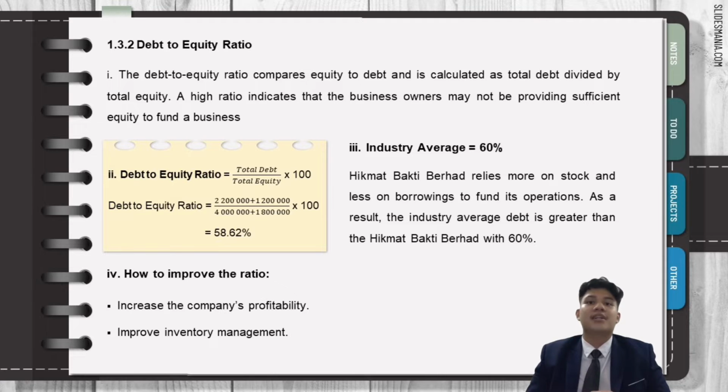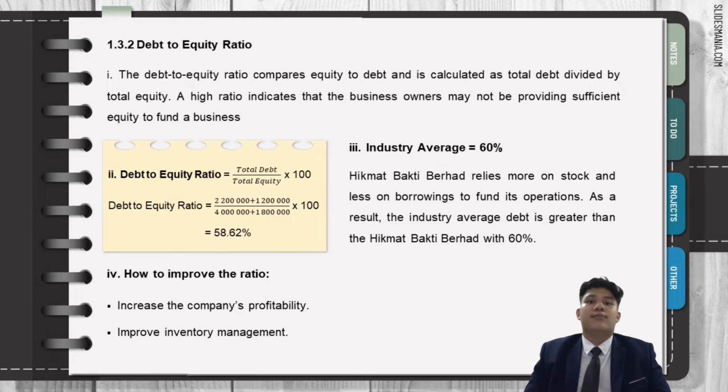times 100. A high ratio indicates that the business owners may not be providing sufficient equity to fund a business. So the debt to equity ratio for this question is 2,200,000 plus 1,200,000 divided by 4 million plus 1,800,000 and times 100. The answer is 58.62%.